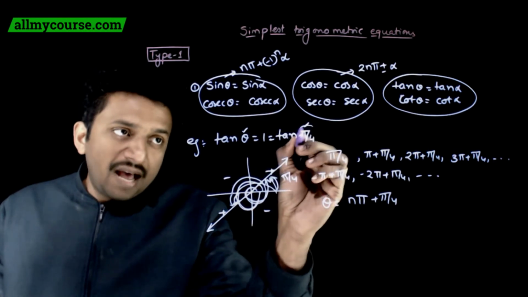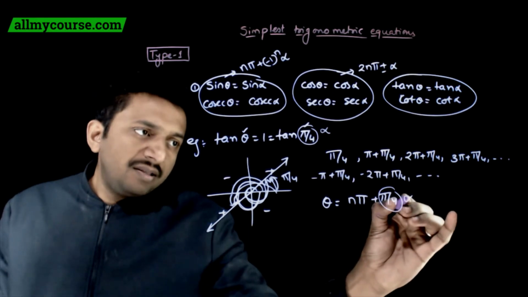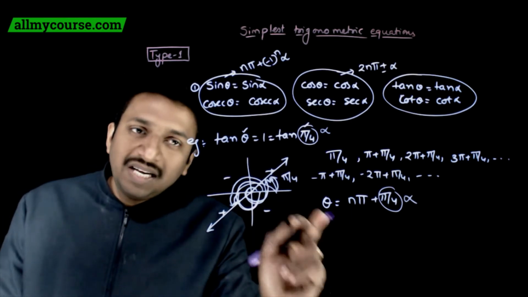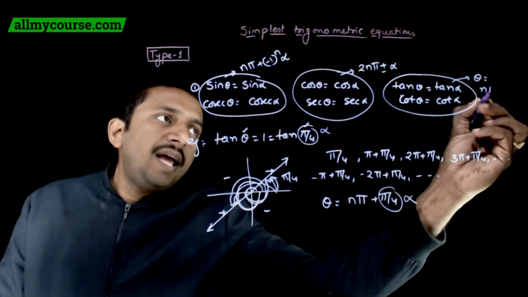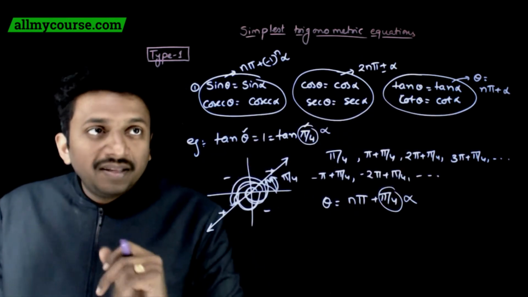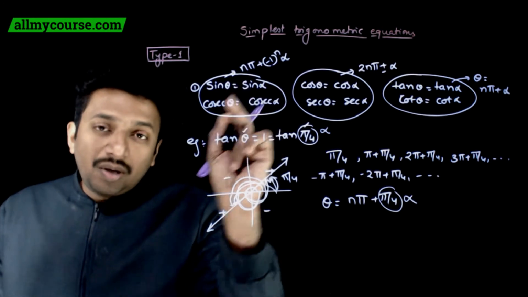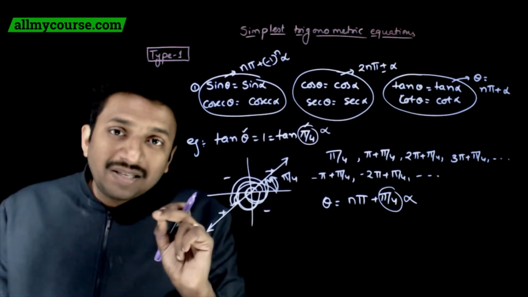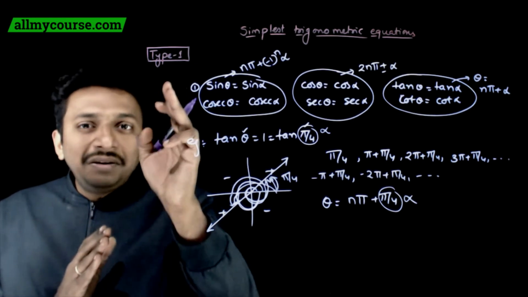And if you have pi by 4 here, pi by 4 appears here. So if you have another angle alpha here, that angle appears here. So tan theta is equal to tan alpha implies theta is equal to n pi plus alpha. So theta is equal to n pi plus alpha is the solution to the equations of this type. So sine theta is equal to sine alpha, cosecant theta is equal to cosecant alpha implies theta is equal to n pi plus minus 1 whole power n times alpha. For cos it is 2n pi plus or minus alpha. For tan it is n pi plus alpha. So these are the three things that you need to remember in type 1.